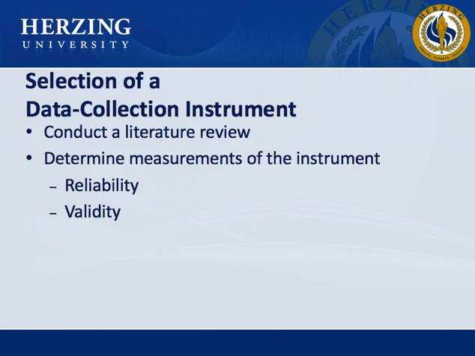Great care should be taken to select the most appropriate instrument or instruments. The researcher should conduct a review of the literature on the topic of interest. When an existing instrument is used for a study, note its reliability and validity. There are a variety of sources that may be used to search for a research instrument.